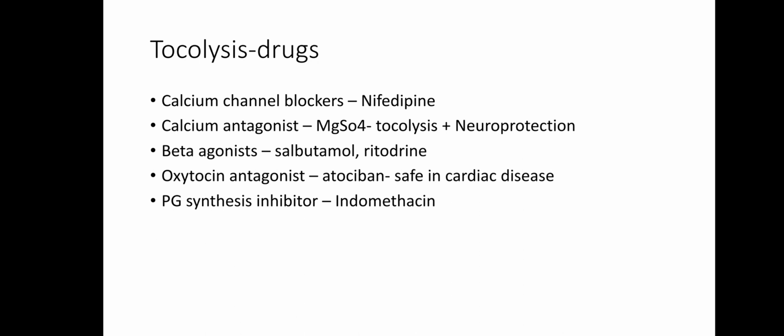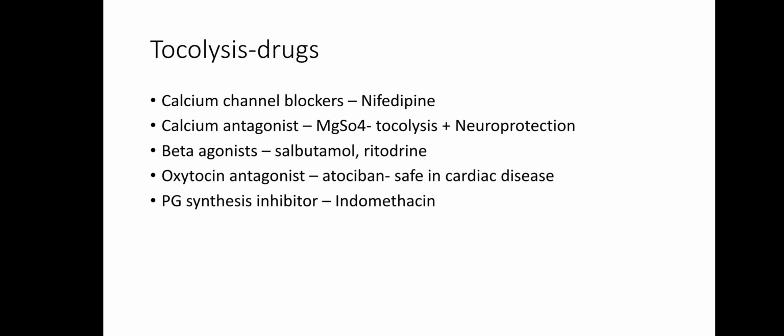Now we have beta agonists, which is salbutamol and ritodrine. Ritodrine is the main one that's used, but this one is unsafe because the maternal complications are high, especially pulmonary edema. Oxytocin antagonist. So oxytocin causes uterine contractions. You block it, no contractions. Atosiban is the oxytocin antagonist and it's very safe, especially in cardiac disease.